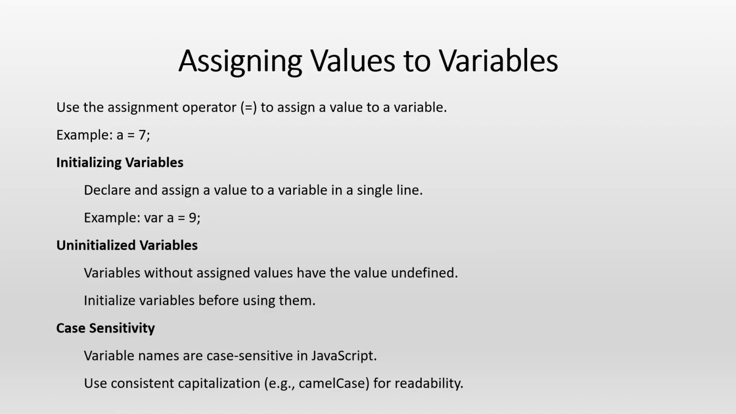After this, assigning values to variables. We use the assignment operator to assign values. Like we have created one variable with var, and we assign an identifier. This a is called the identifier. This equal sign is the assignment operator. After this, 7 is called the value, like assigning the values.